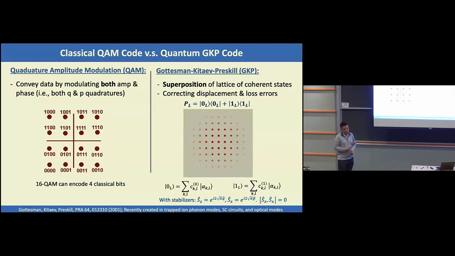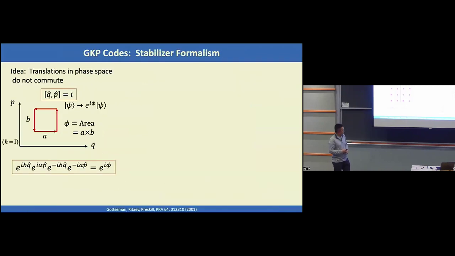I guess for this audience, people are probably familiar with the stabilizer formalism, so let me define the GKP code in terms of that. We know that position and momentum don't commute; the commutator is a constant. That means using the BCH formula, we can do a closed-loop 4-step displacement that encloses an area. If that area is an integer multiple of 2 pi, then the product of these 4 operations will be proportional to the identity.